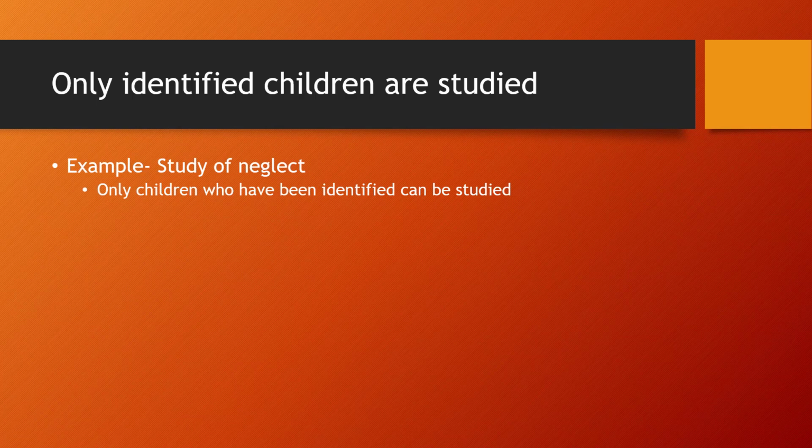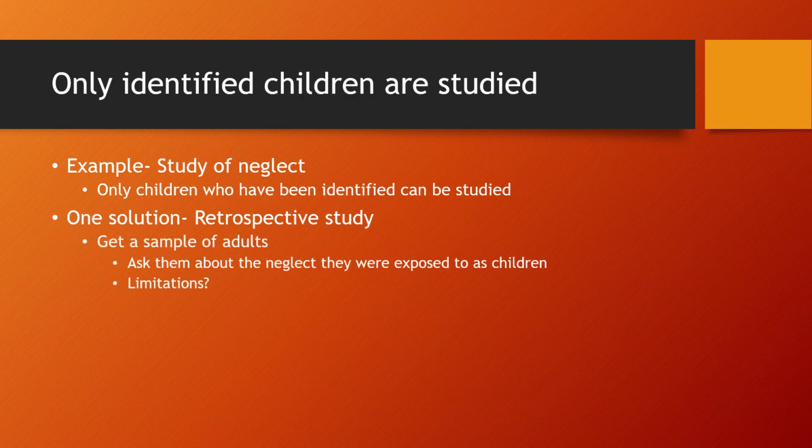One solution to this problem is to do what we call a retrospective study. What you do here is you get a sample of adults and then ask them about the neglect that they were exposed to as children. Now think about that. That's one way to get around the only-identified problem, because some of those adults suffered from neglect, but it was never turned in to the Department of Family Services. But these kinds of studies also have limitations. What are those limitations?